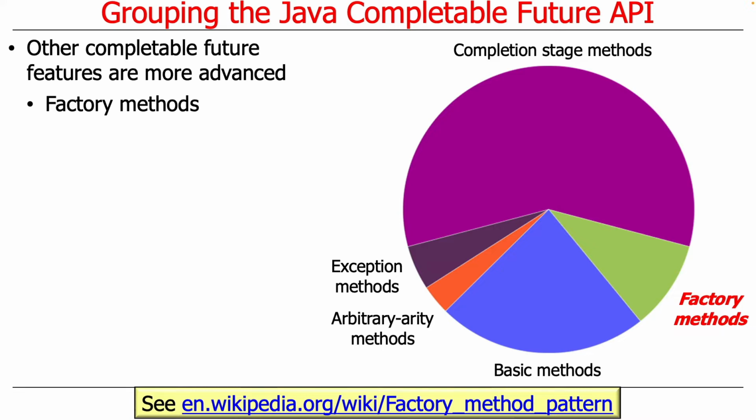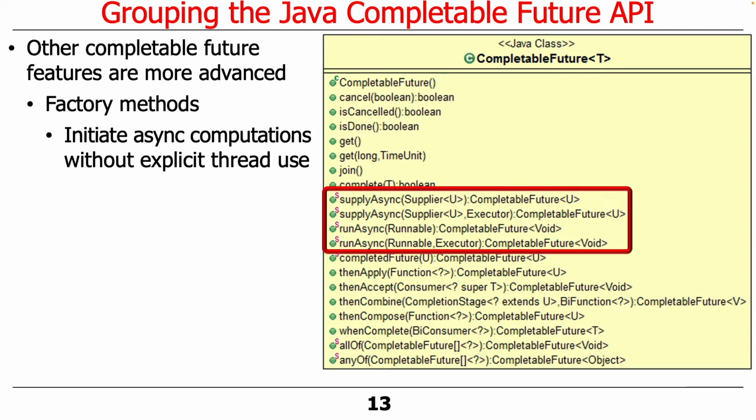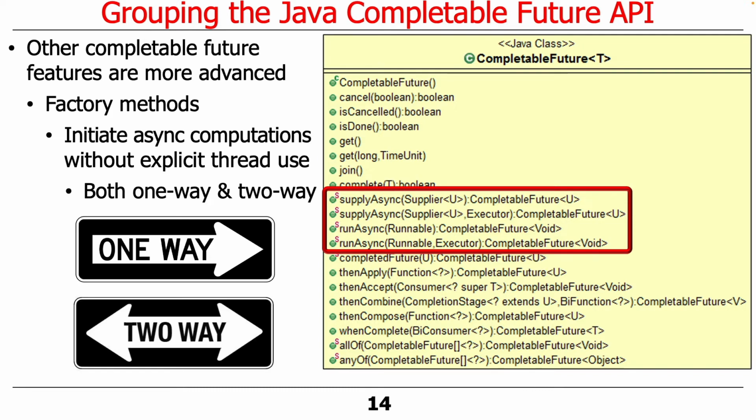Let's talk first about the so-called factory methods. As you might guess, a factory method creates something. And in this particular case, they're going to initiate asynchronous computations without requiring the programmer to explicitly create threads. There are threads, of course, but they're done behind the scenes, typically in a pool of something or other. And you don't have to think about that as a user of Completable Future. You just have to say, here is some computation I want to have run asynchronously. And there's both two-way and one-way factory methods.